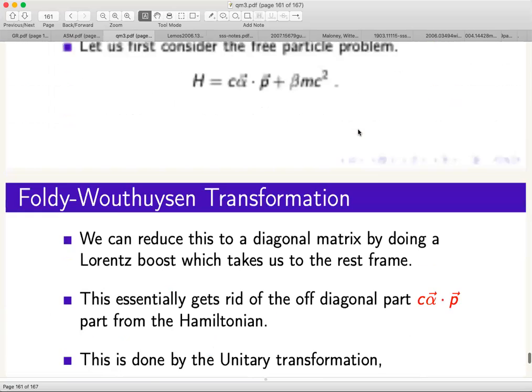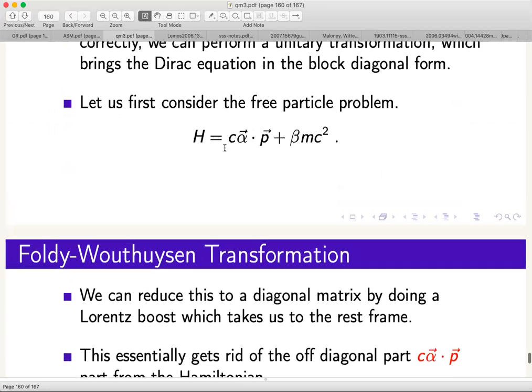But nevertheless, what it at least tells you is what you need to do is a similarity transformation, and the role of the similarity transformation is to rein in the off-diagonal component sitting inside the Hamiltonian and try to make it as diagonal as possible. For a free particle case you actually just diagonalize it. But if you have an interacting system, suppose you don't have just p, but you have p minus e by c times A, where A is a vector potential, and in addition maybe you have e times phi, which is like the Coulomb potential.